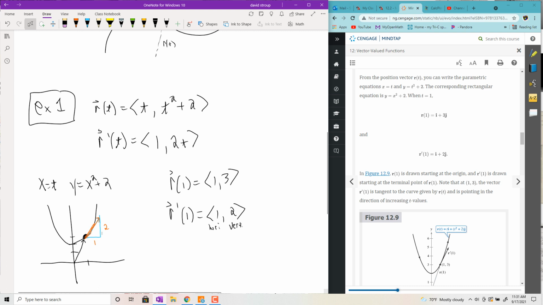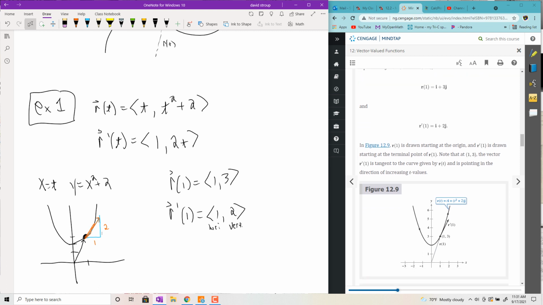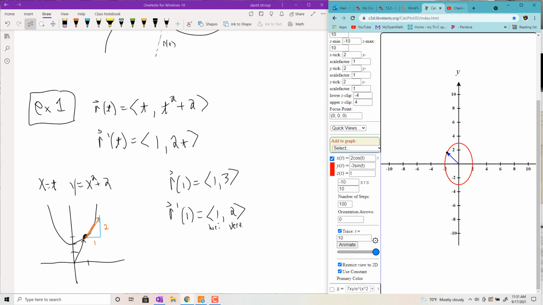Okay, and they did a little picture there for you. You could always go to Calcplot and draw the thing. Calcplot's even better because it'll animate it. Let's just go crazy and do this really quick. This is t squared plus 2t, and boom, boom. Okay, and animate. Okay, awesome.